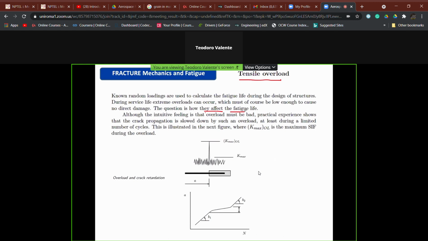And this is one of the reasons why, if the conditions that I will show to you are met, we can also neglect that. The practical experience shows that usually crack propagation is slowed down, that is, the rate is lower, by the existence of such an overload, at least during a limited number of cycles.